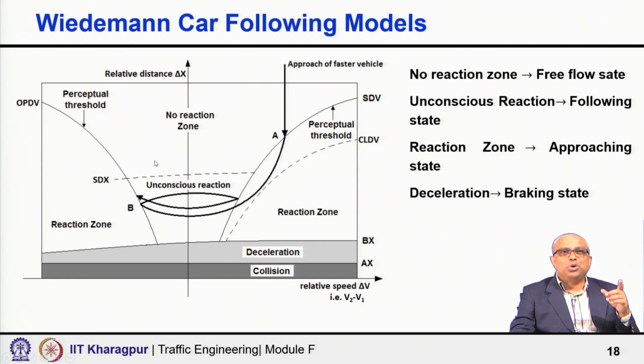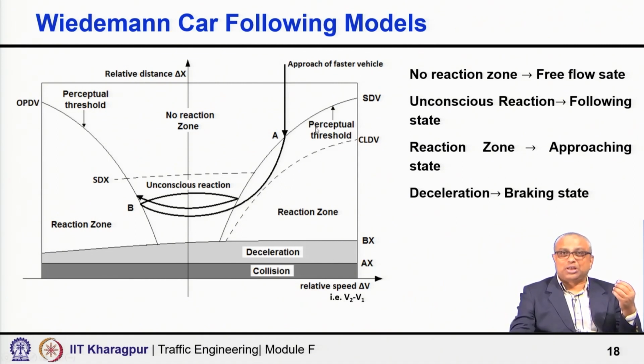So, this whole area is what is shown as the no reaction zone. You do not need to react, even the presence of a preceding vehicle is not felt. That is the situation. So, no reaction zone. Then the following state, a kind of unconscious reaction.